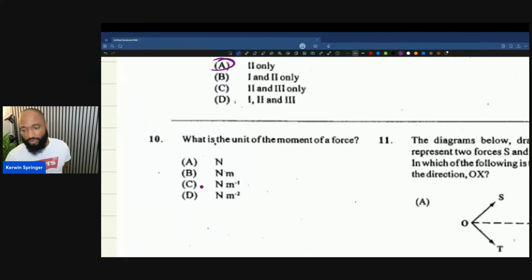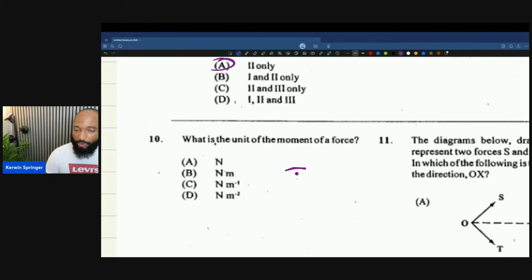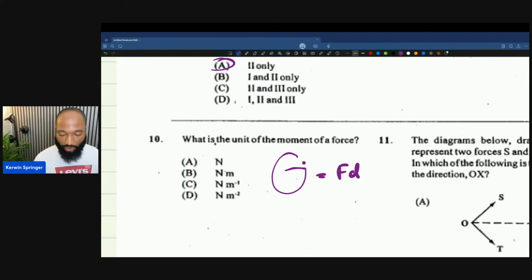What is the unit of the moment of a force? B, yes, Newton meters. So what is the symbol for moment? It is equal to force times distance. The symbol for moment is not N. Symbol for moment, you all could review that. Go and see if you can figure out what the symbol is.